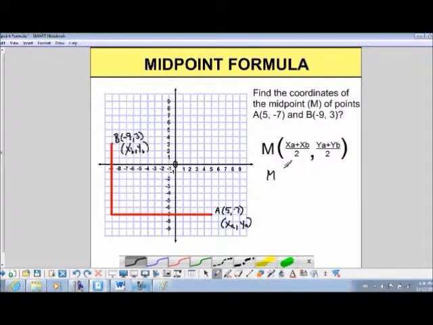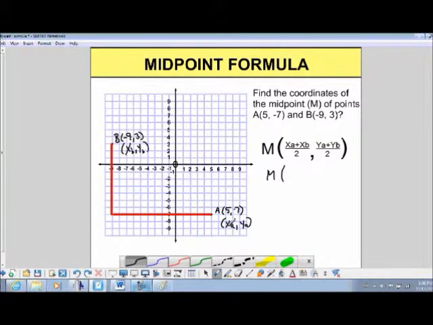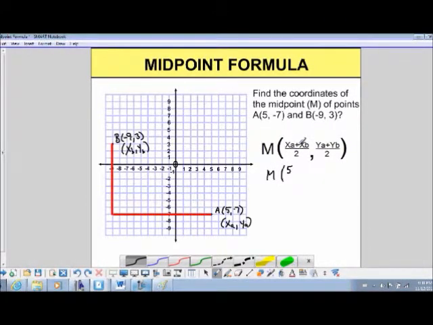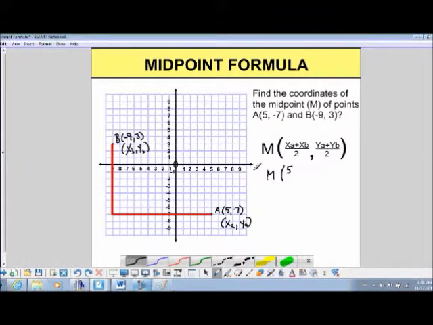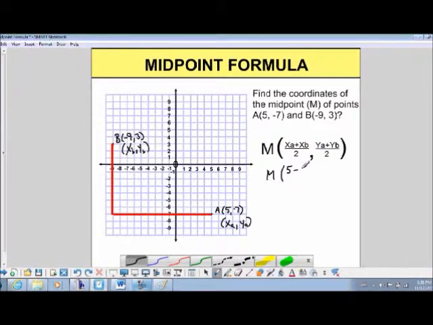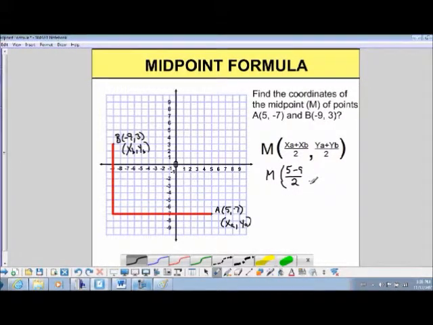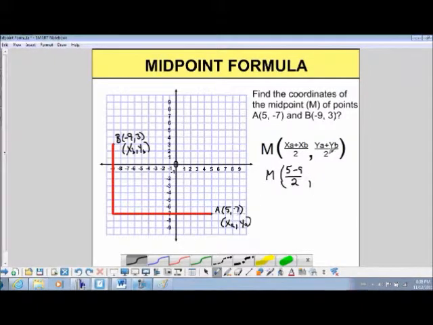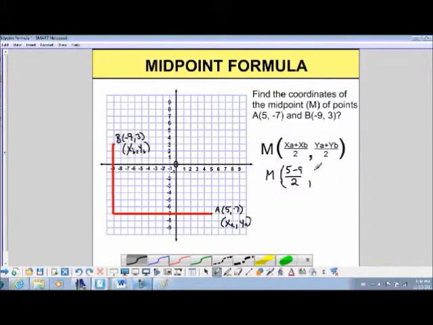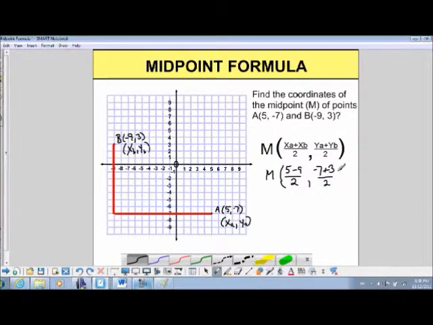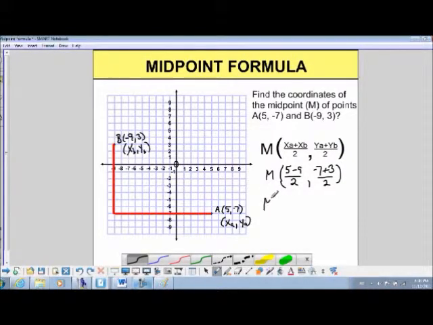So the coordinates of our midpoint is going to be XA plus XB. Well, XA is 5, the x-coordinate of point A, plus XB, which is -9. I'm actually just going to put in -9. Saves us having to put plus the negative. And then we divide by 2, which basically means just taking the average. The comma, just like we put in a comma to separate our coordinates. YA, which is -7, plus YB, which is 3. -7 plus 3. And again, we divide by 2. And we just solve from there.